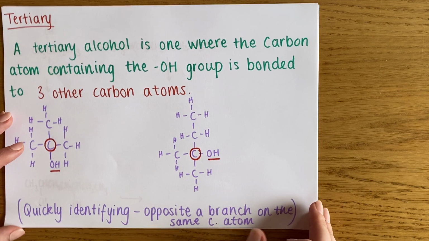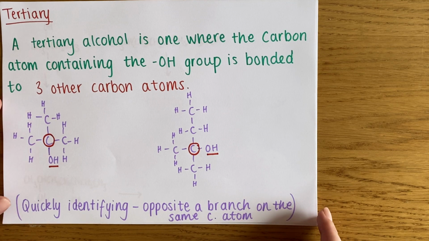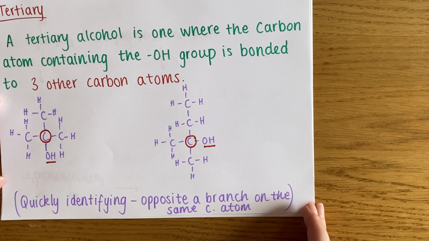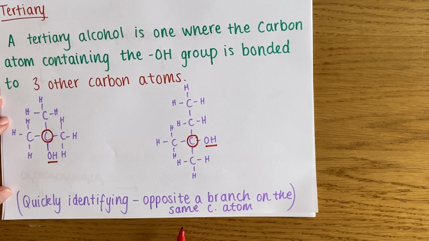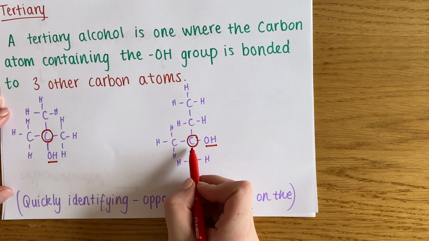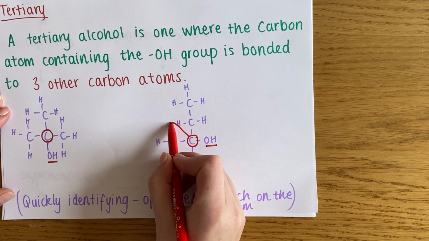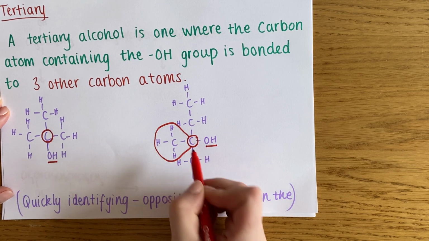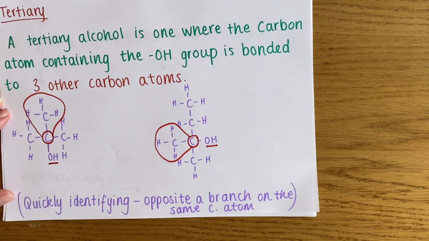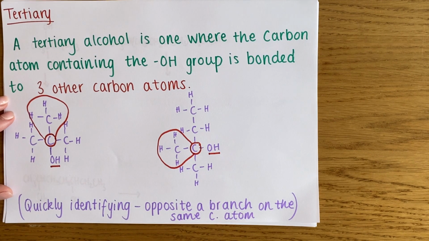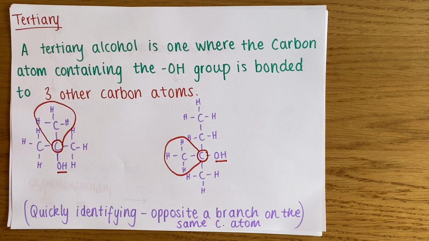And finally, a quick way of identifying tertiary alcohols is that your hydroxyl group is opposite a branch on the same carbon. Opposite a branch, here we've obviously got a branch here, and we've got a branch here. So for your tertiary alcohols, for a quick identification, it is opposite a branch on the same carbon.